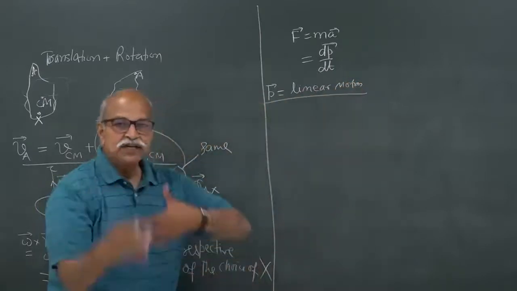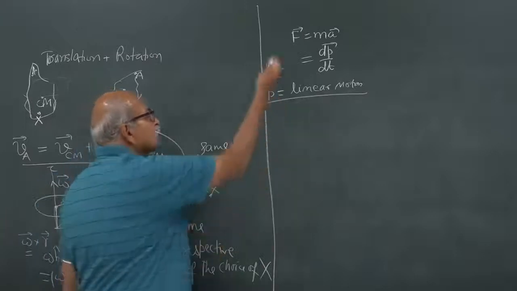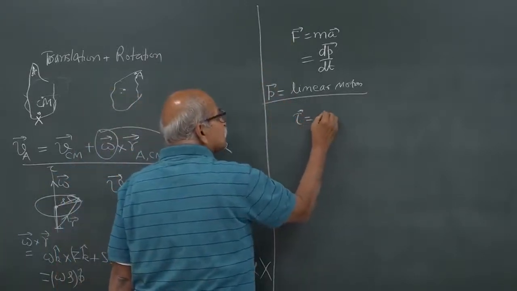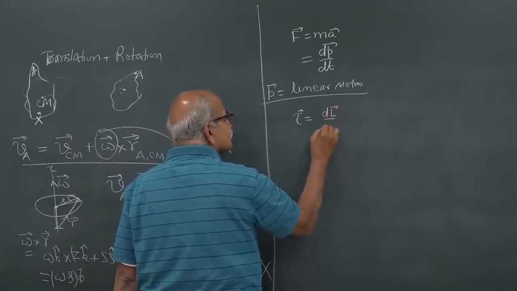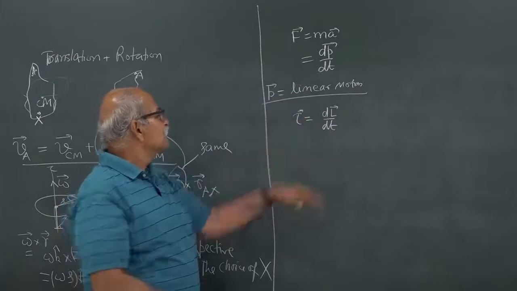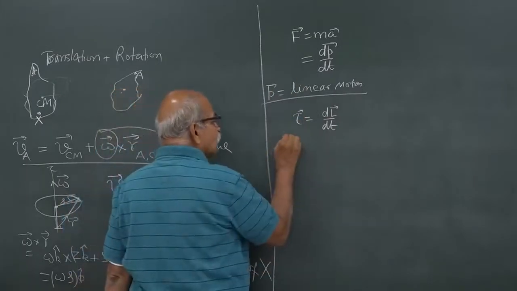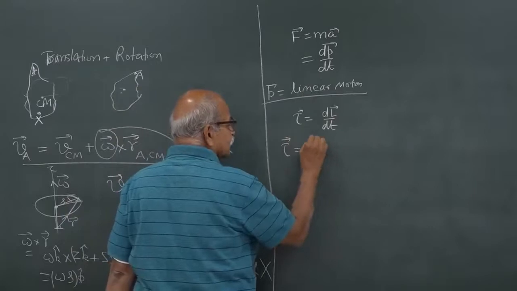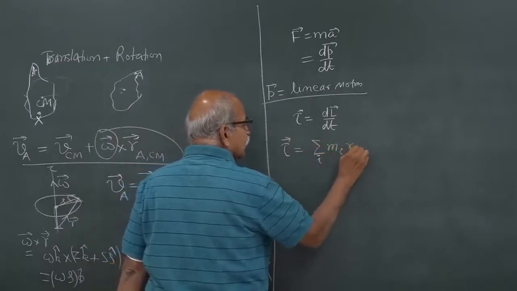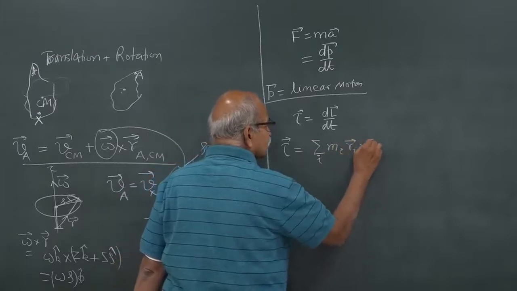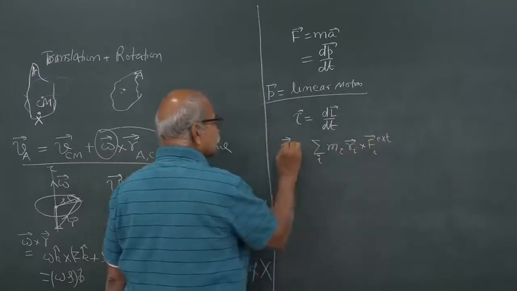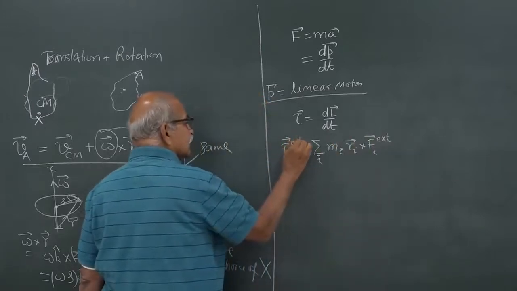Now, for a rotation of a rigid body, the central equation will be torque is equal to dL/dt. Here it was force is equal to dp/dt, here torque is equal to dL/dt. And what is torque? Torque will be summation over i of ri vector cross Fi external. This is our torque. You can write it as external torque.